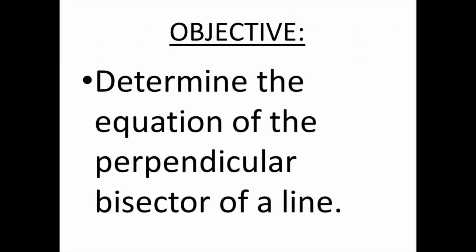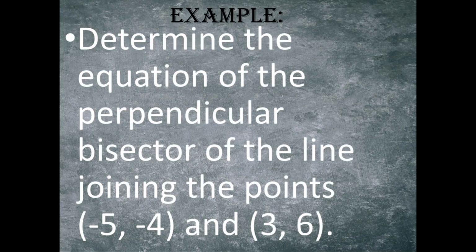Okay, our objective today is to determine the equation of the perpendicular bisector of a line. So this will take a combination of all the things that we've learned about before. Let's get into it with an example. Determine the equation of the perpendicular bisector of the line joining the points (-5, -4) and (3, 6).